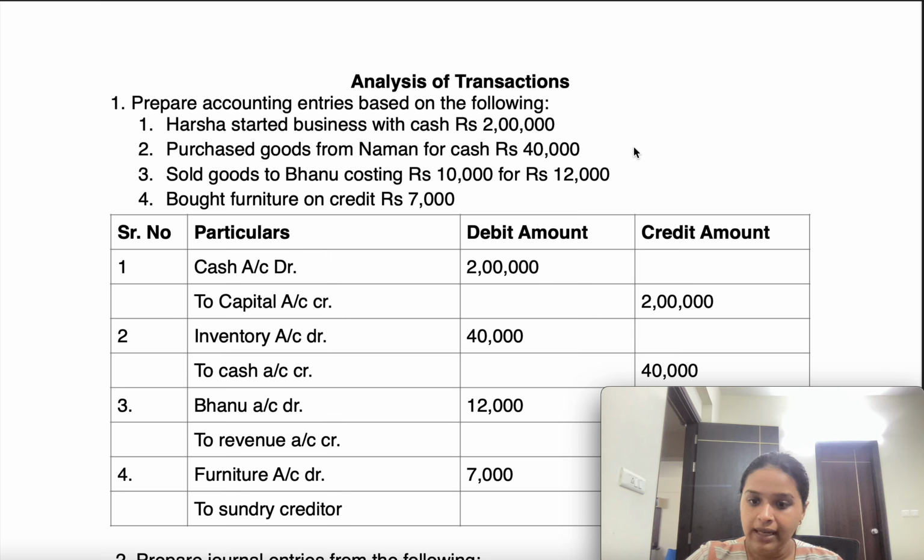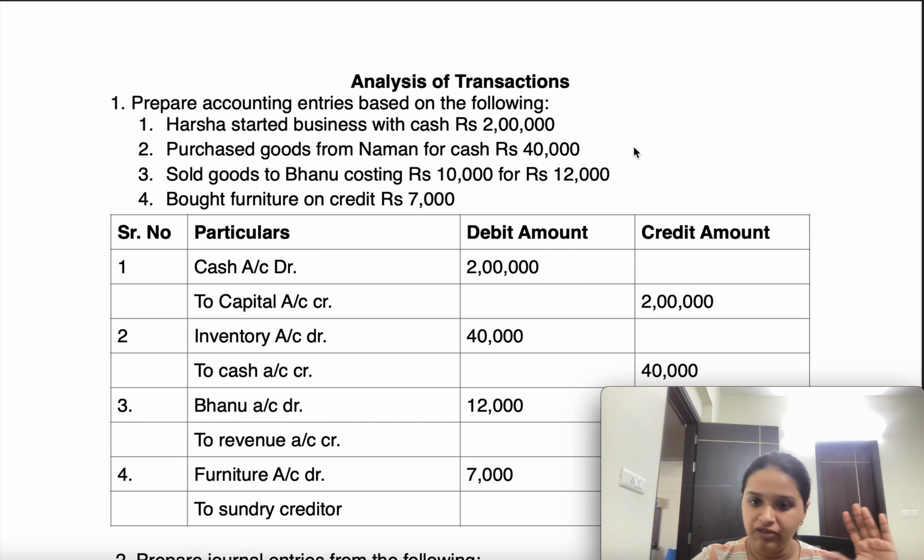And you have made the sale, so sale is revenue, and revenue is your nominal account, right? So what we learned in the nominal account, credit all the income, so revenue is your income, so it should be credited, right? Bought furniture on credit of rupees 7,000.